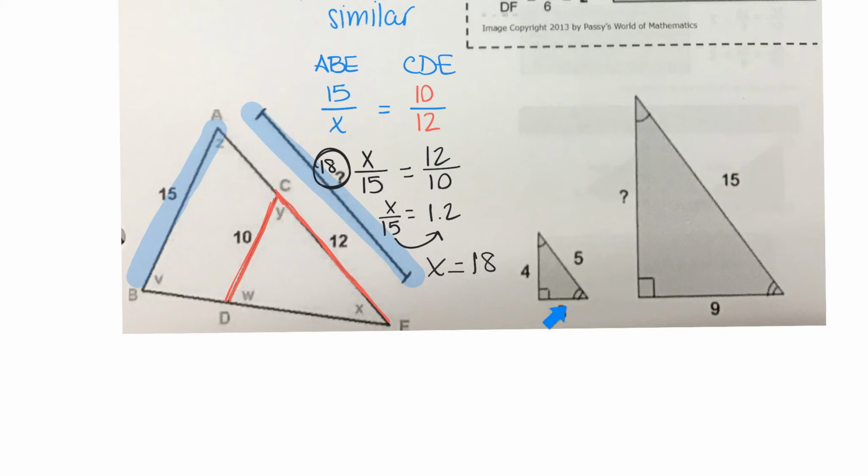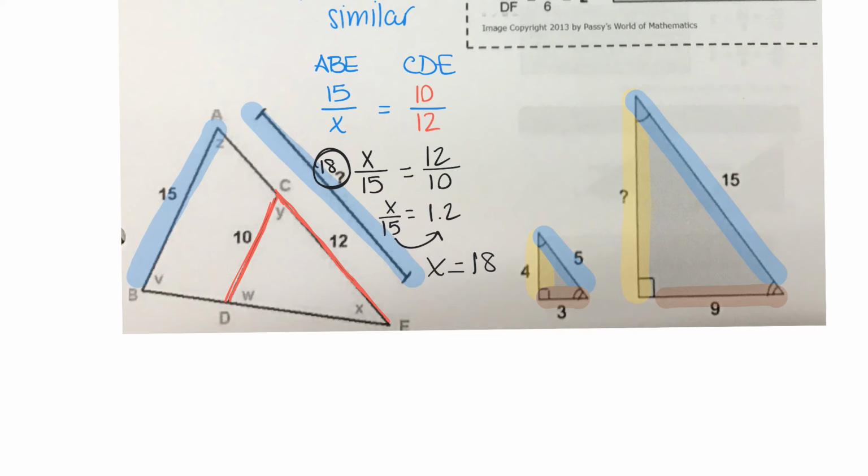So we've got 3, 4, 5. And here we have question mark, 9 and 15. So first of all, determine if they're similar. They are. They have the same angles. Now, let's look at corresponding sides. So this side and this side are the same, right? And this side and this side are the same. And this side and this side are the same.